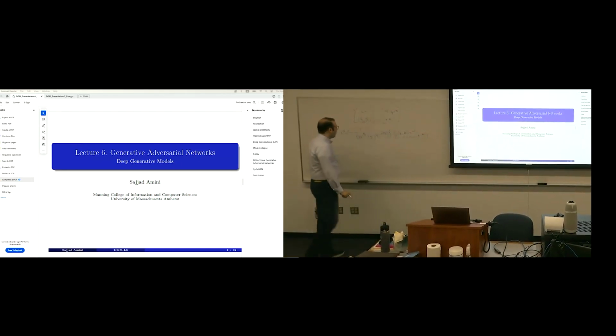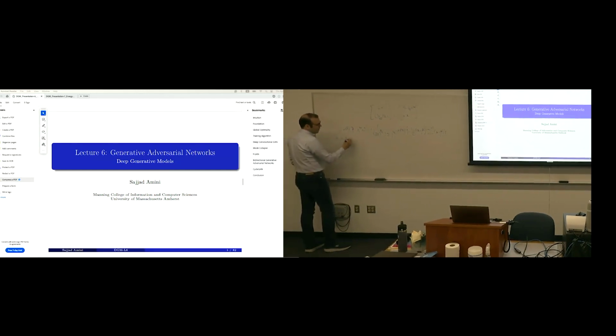Okay? Now assume that each element of x, for example, x1, the first element of x, is coming from a normal distribution with mean mu1 and variance sigma 1 to the power of 2. And the second element is also coming from a normal distribution with mean mu2 and variance sigma 2 to the power of 2.